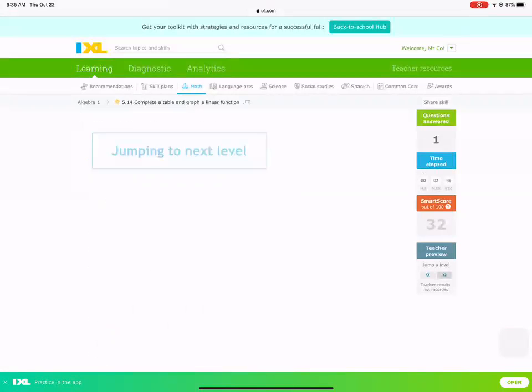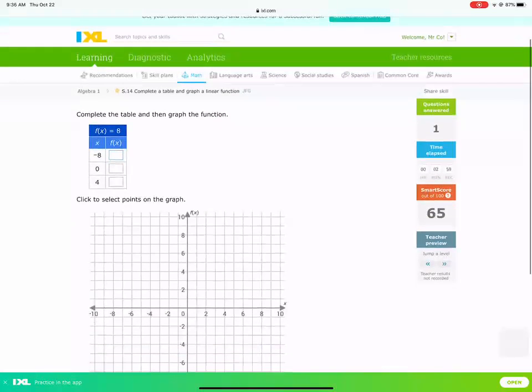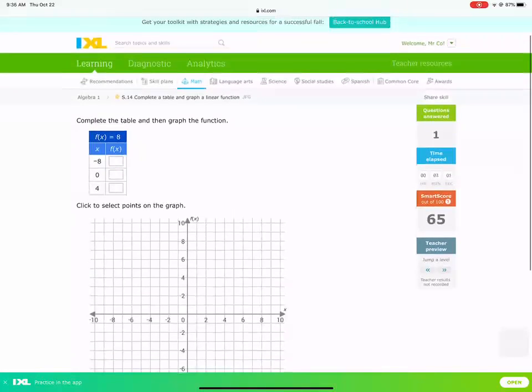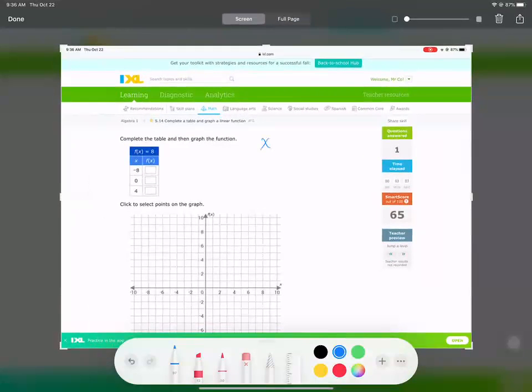These problems only get slightly harder when it comes to the amount of work you have to plug in. For this one, this is a trick question. What if the function is just 8? Let's set up a table here. This is my last problem. I write x and f of x, and negative 8, 0, 4. Now, f of x equals 8.